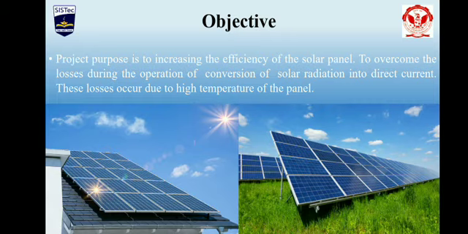The project objective is to improve the performance of the solar panel. The solar panel is designed to produce direct current from radiation, but in sunlight, along with radiation, heat energy is also present and heats up the panel. The highest temperature can reach about 85 degrees Celsius. Sometimes these high temperatures damage the solar cell and decrease the output voltage efficiency. Through a cooling system, we overcome the losses due to high temperature.